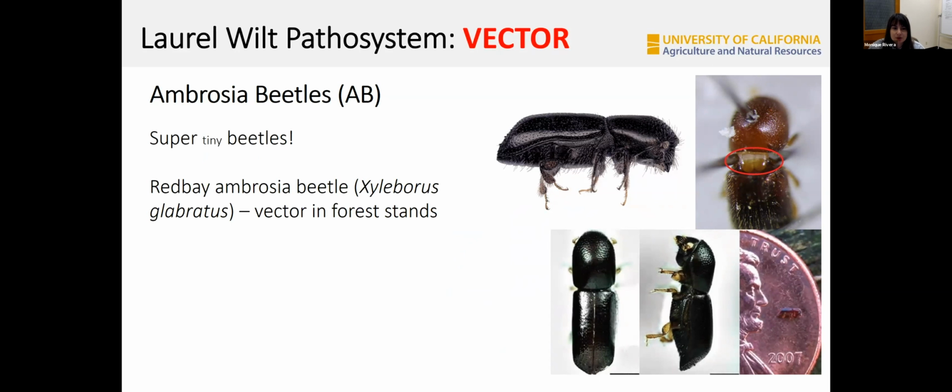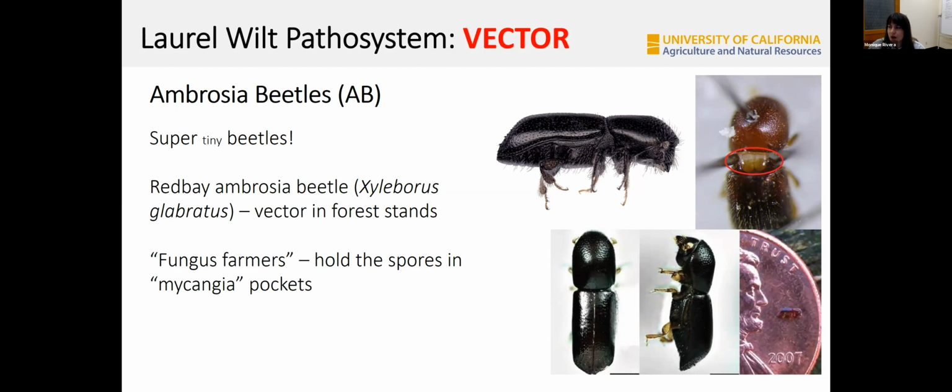The red ambrosia beetle is the one that's been classically associated with Laurel Wilt, Xyloborus glabratus, and it is considered the primary vector in forest stands of Lauraceae. We haven't actually found this in avocado. If they found it, it might have been 1 or 2 beetles, but it's not considered to be a part of the population in avocado.